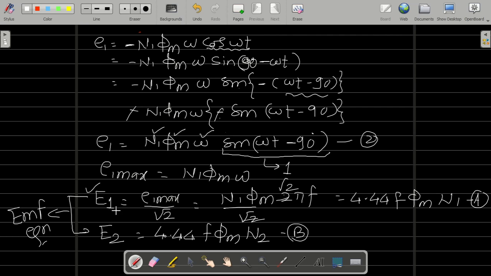What is the EMF equation? E1 equals 4.44 f phi m n1 and E2 equals 4.44 f phi m n2. Remember, the only difference between the two is the number of turns. The side with more turns will have the higher voltage, because both are produced by the same flux, phi m, linking both primary and secondary. So E1 upon N1 equals 4.44 f phi m, equal to E2 upon N2.